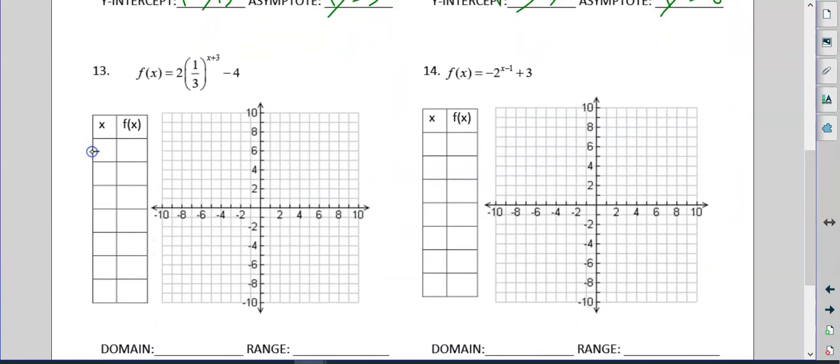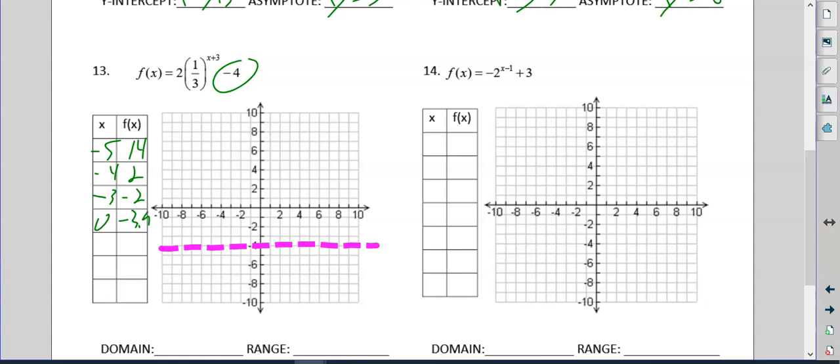Number 13, we have points like -5, positive 14. We have -4, 2. We have -3, -2, and 0, -3.9. Why is that? Because my asymptote is down there at -4. So it's going to be really close to that point. Might even be hard to graph.